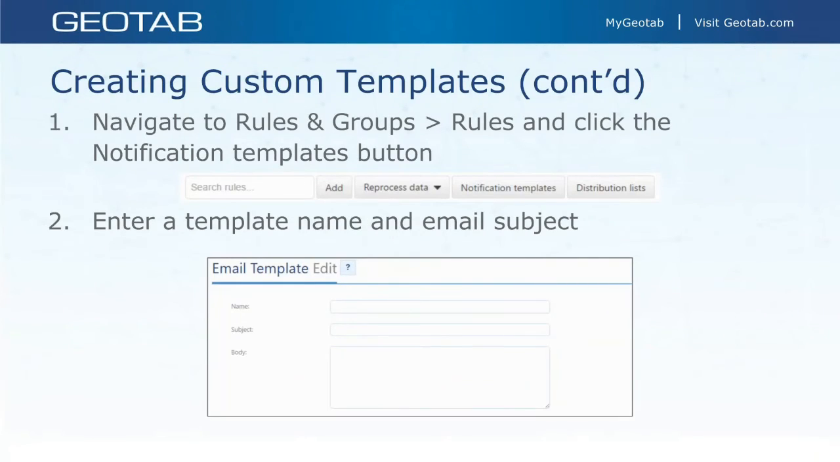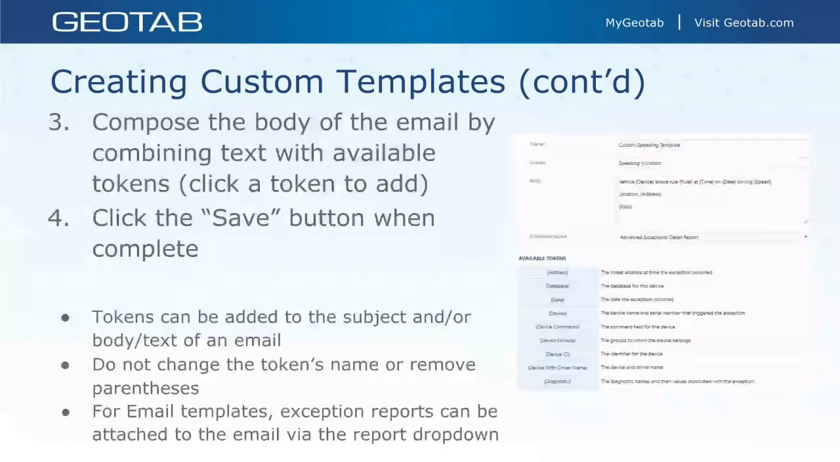To create a custom template under rules and groups, right up at the top, you have a few buttons there, one of which says notification templates. You can then choose the type of template that you want, whether that's web, text, or email. And then it's just going to ask you to populate the information. So you can name your email template. You can put in a subject for your email template. That's going to be the subject for the email that is sent out. And then you can fill in the body of the template.